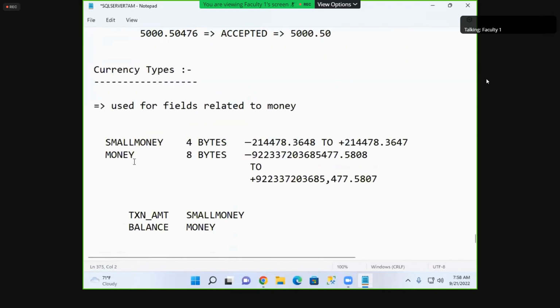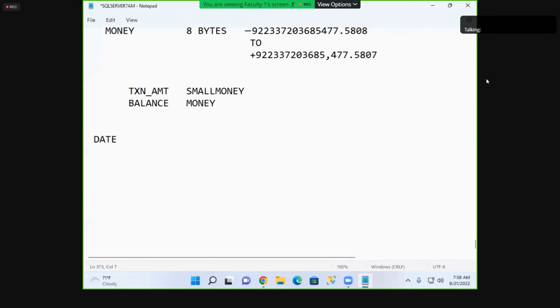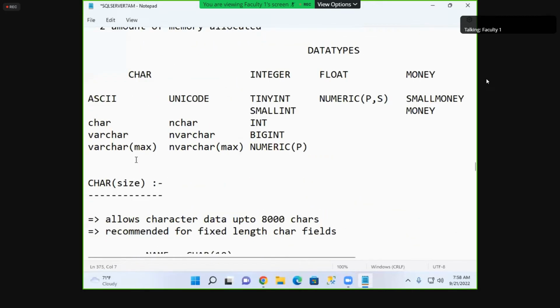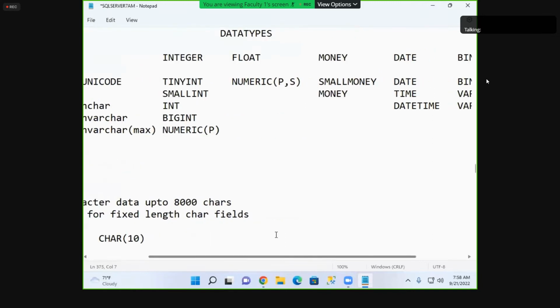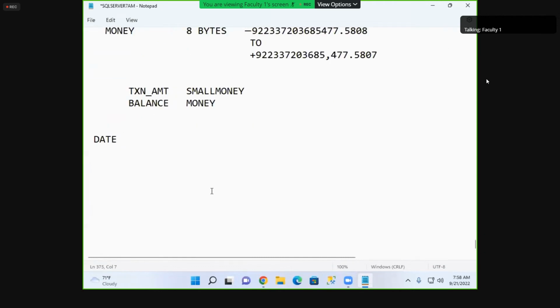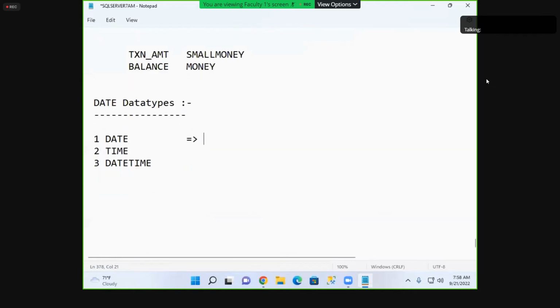Okay, next, what is the next one? Data. What is the next type? Dates. Date data types. There are 3 data types available. One is date. One is time. One is date time.